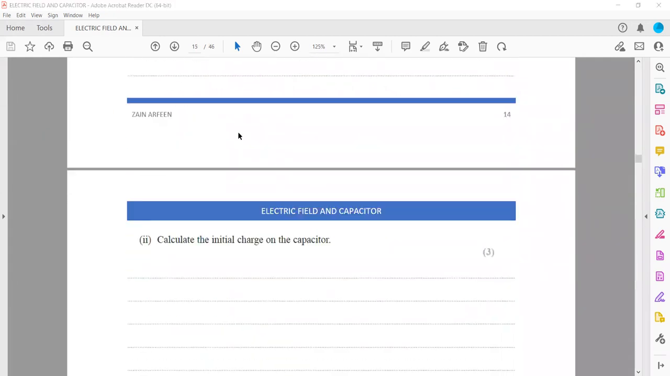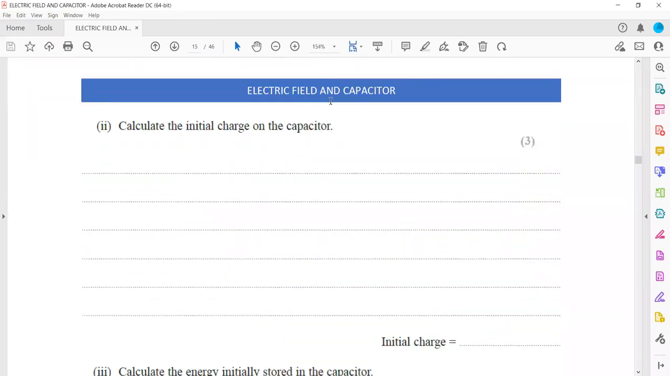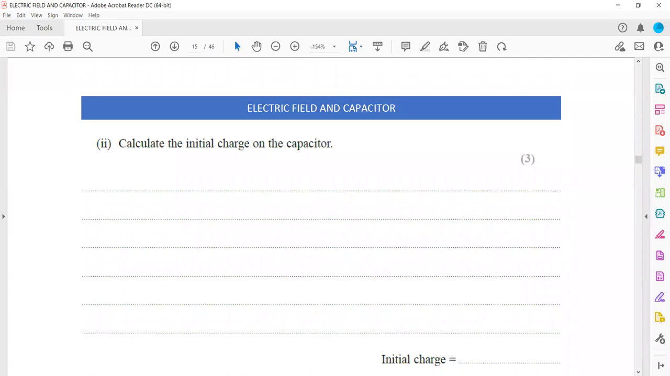The next part: calculate the initial charge on the capacitor. So what was the initial charge at the moment the capacitor started discharging? First we'll find the initial voltage, because to get the charge we have the formula Q equals CV. We already worked out the capacitance in the previous part, which is 0.016. But what about the voltage? How do we work out the initial voltage across the capacitor?